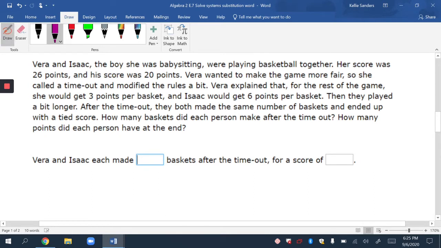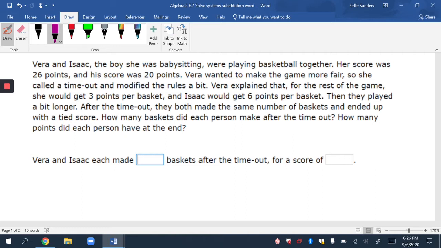Vera and Isaac, the boy she was babysitting, were playing basketball together. Her score was 26 points, and his score was 20 points. Vera wanted to make the game more fair, so she called a timeout and modified the rules a bit. Vera explained that, for the rest of the game, she would get 3 points per basket, and Isaac would get 6 points per basket. Then they played a bit longer. After the timeout, they both made the same number of baskets, and ended up with a tie score. How many baskets did each person make after the timeout? How many points did each person have at the end?